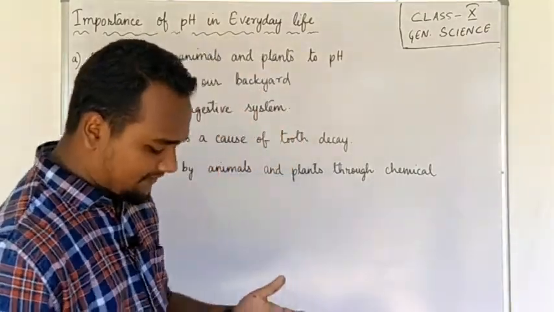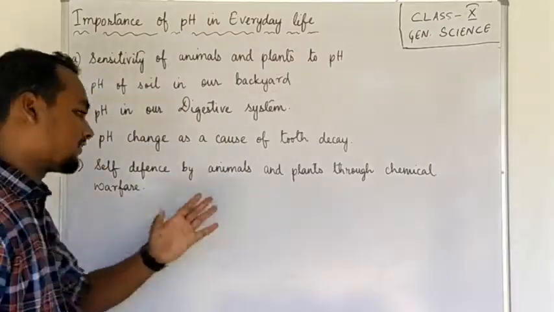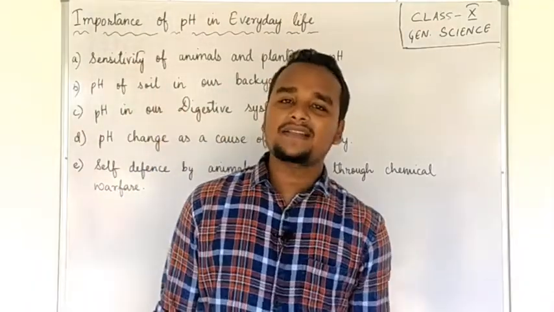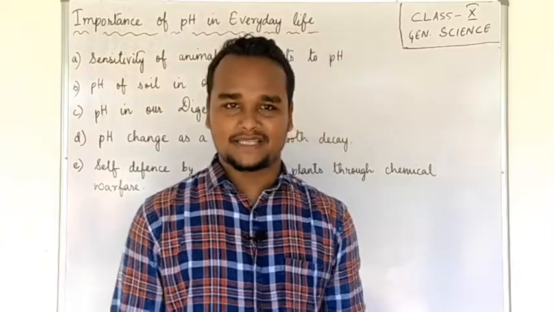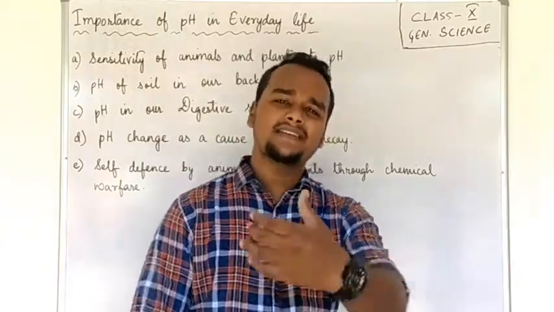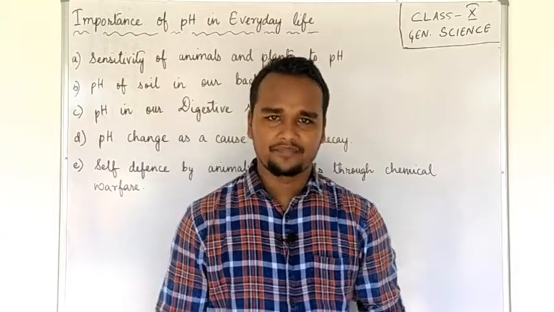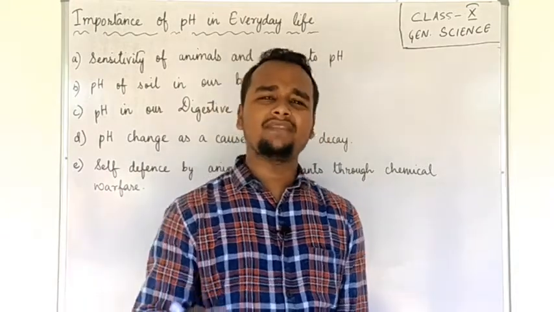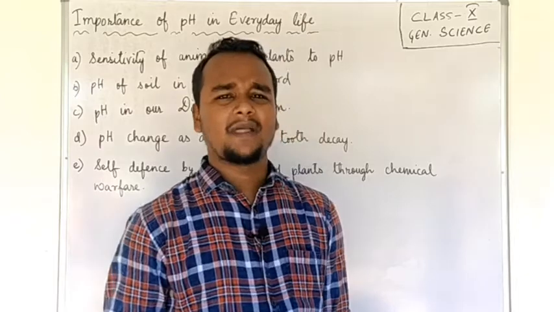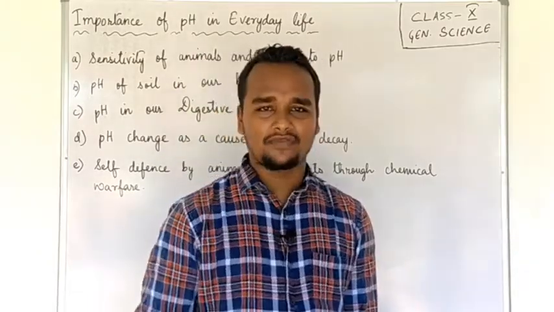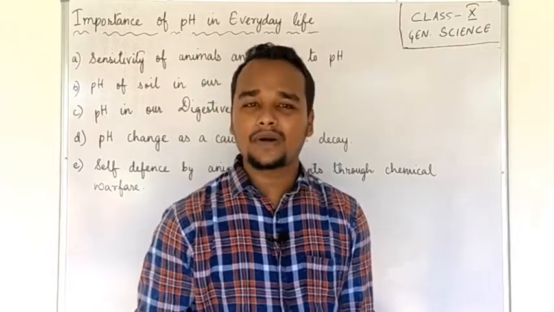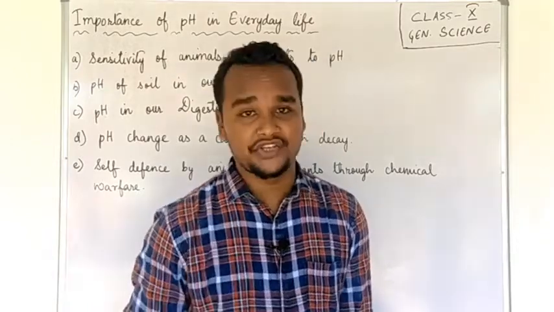Understood? So you can see how sensitive we are towards pH. Clear? Then self-defense by animals and plants through chemical warfare. Even plants and animals use certain acids and bases to protect themselves. As an example, the ant or the bee. What happens whenever an ant bites us? Why do we have that much pain and irritation? It is only because of the release of methanoic acid into our skin that causes this pain and irritation.